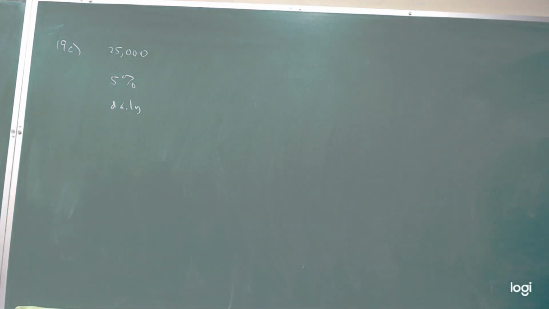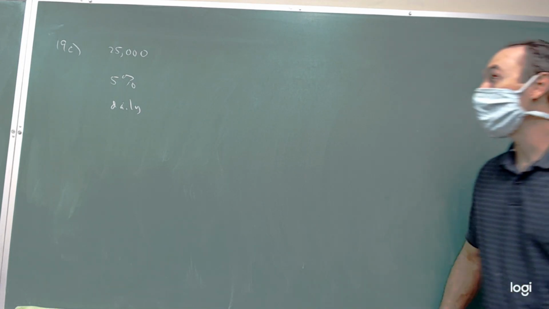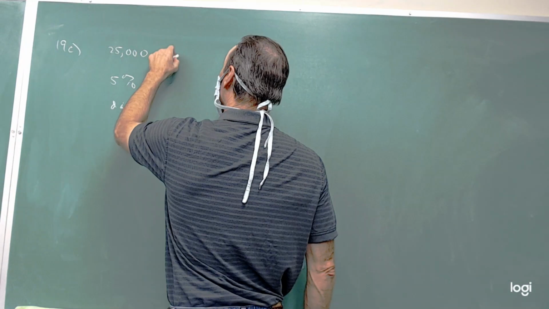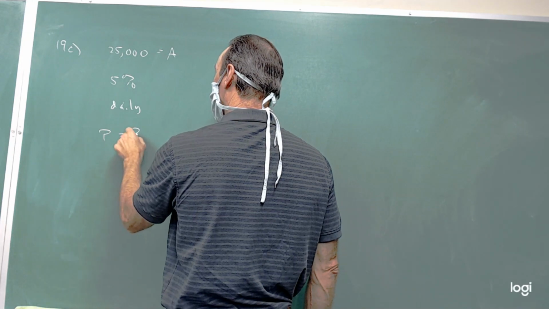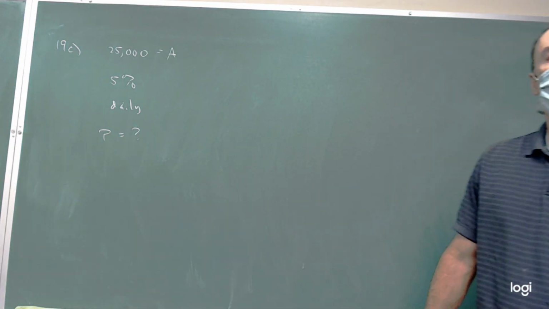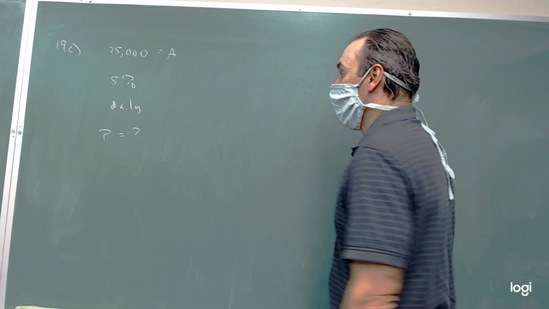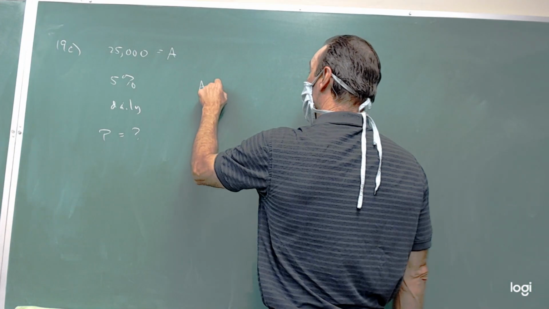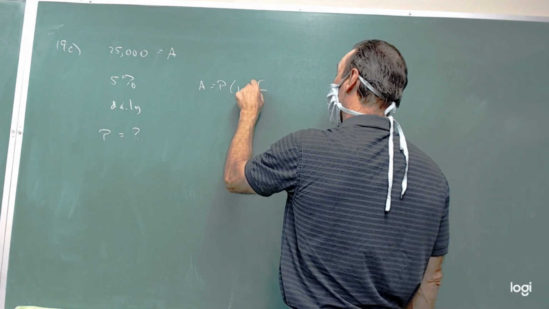And our goal is to say, so what's the minimum amount if we want the 25,000? So we want to end up with this. So we're looking for what is our original amount. Is that okay? Yeah. So in our formula, A equals P times 1 plus R over N to the NT.